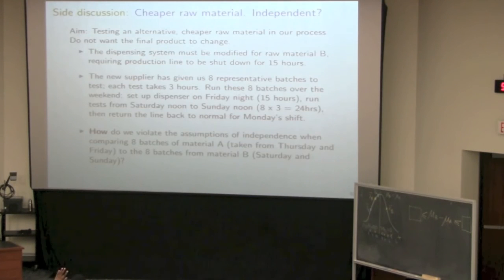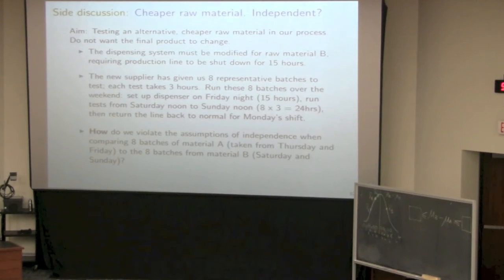Here's another one. Guarantee you're going to face this. You're trying to test a new raw material. Your new raw material, however, needs to be inserted into your process using a different method. Okay, so the dispenser for the new material needs to be changed. So to do that, you need to shut down the process. It takes 15 hours to change over the dispensing system from the existing to the one that's appropriate for the material.